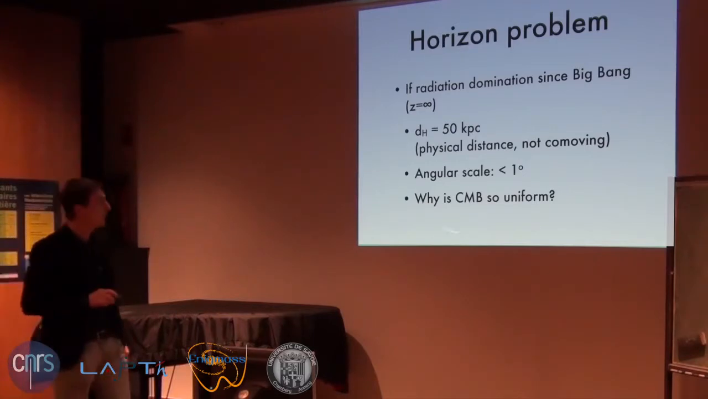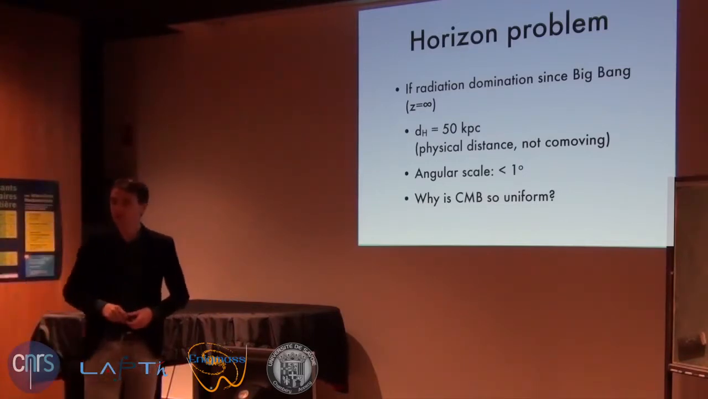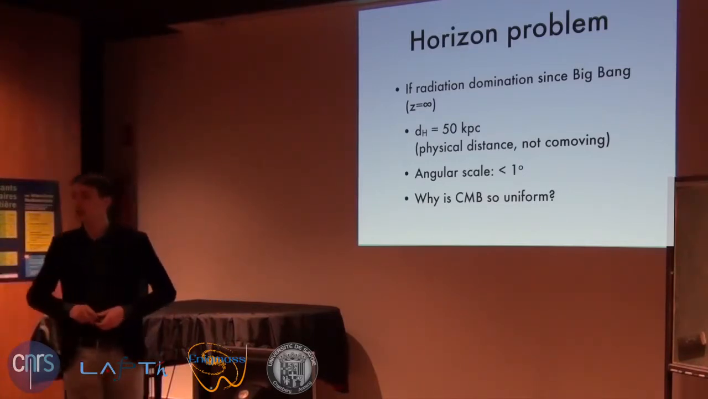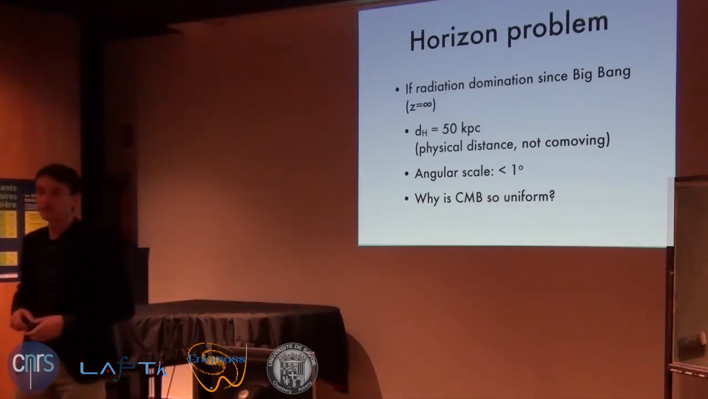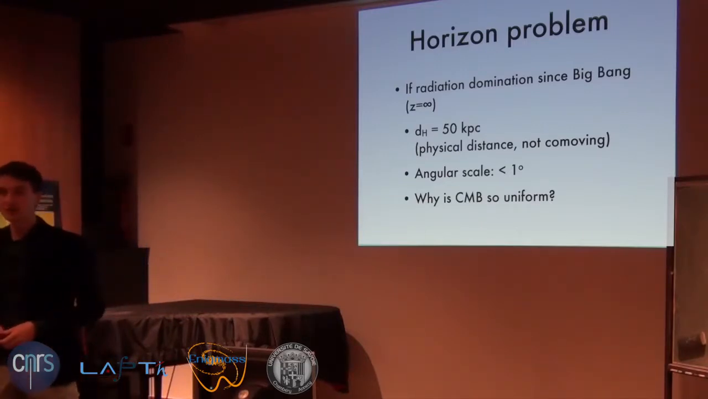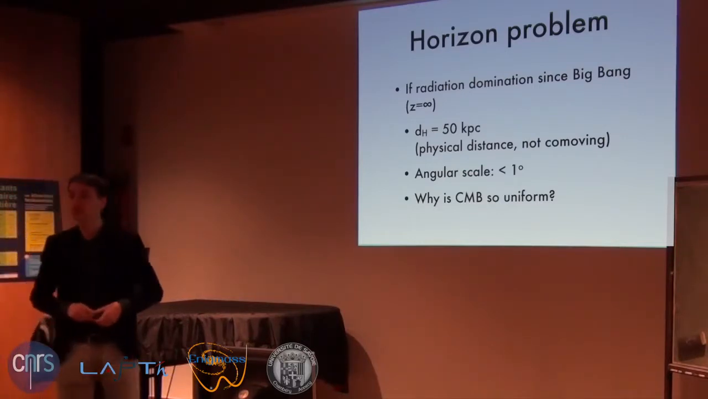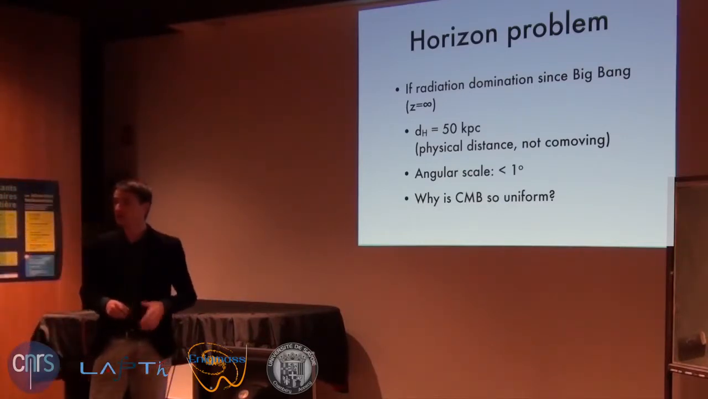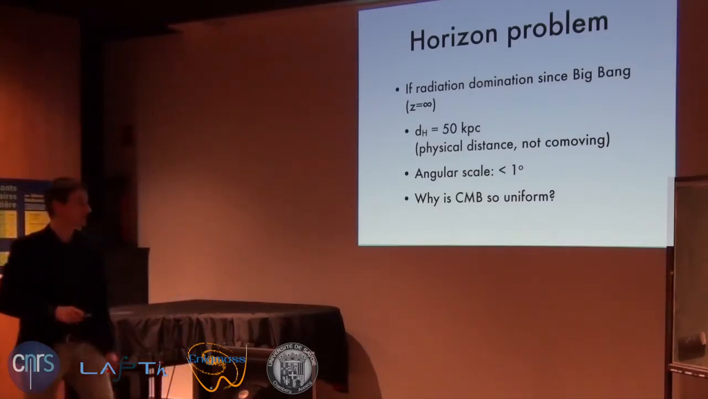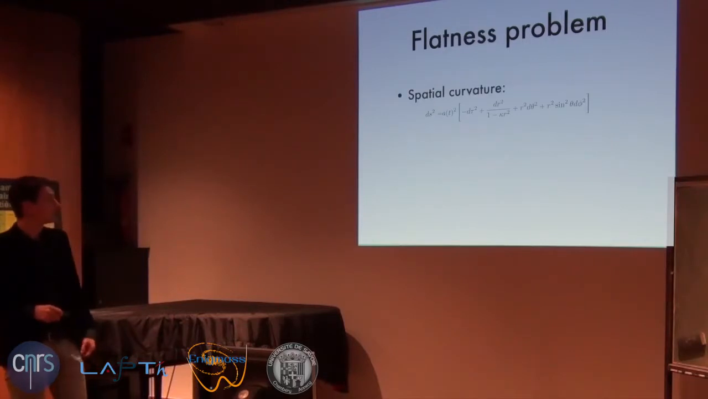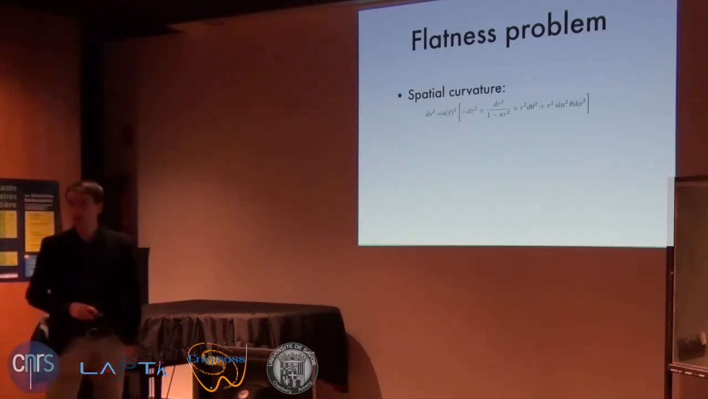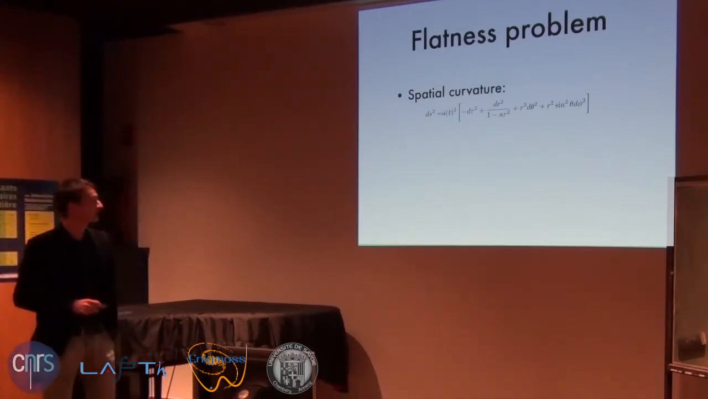So the question then is, why is the cosmic microwave background so uniform? And this is simply the horizon problem. If the universe had been only dominated by radiation since the Big Bang, then the horizon size at the surface of last scattering is smaller than the size of the homogeneity that we observe in the cosmic microwave background. And this is a puzzling question. There's another problem in cosmology if you don't have inflation, and that is the flatness problem.